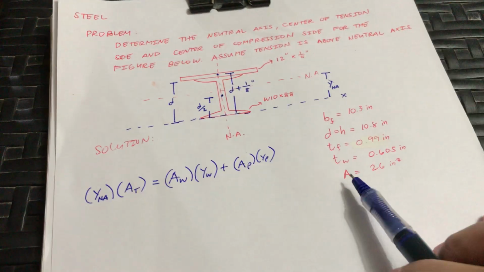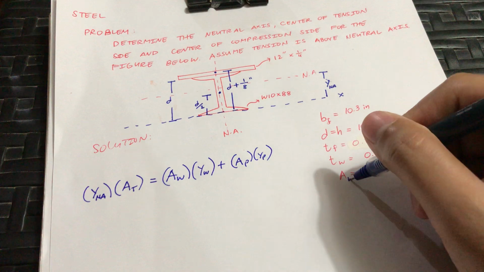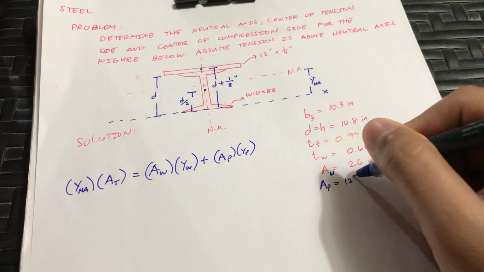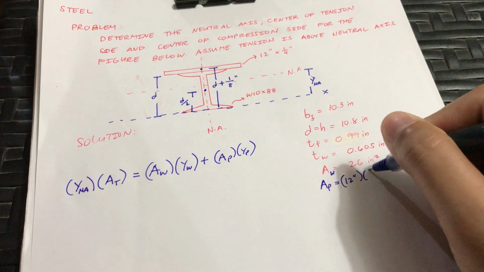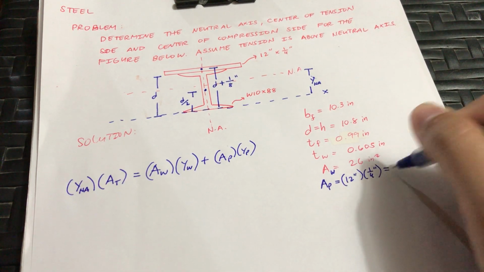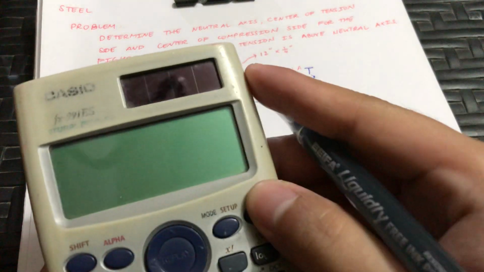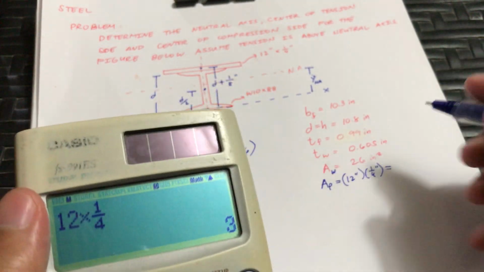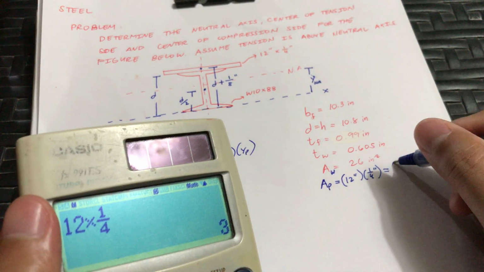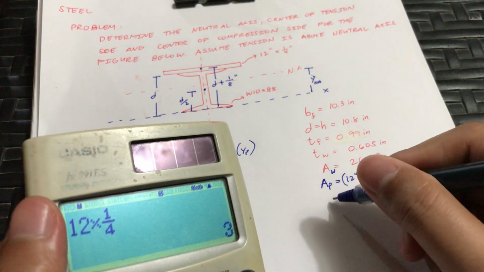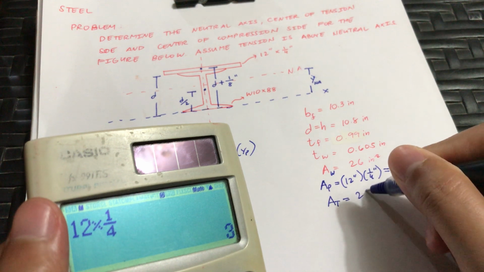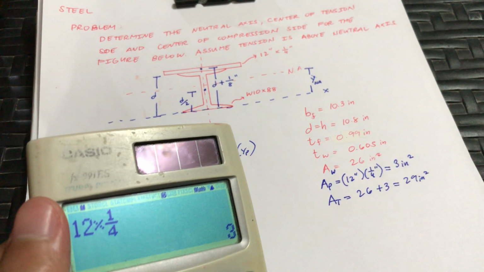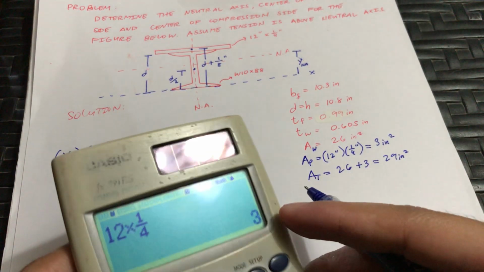We already have the area of the wide flange. The area of the plate is 12 inches times 1/4 inch. So we would get 12 times 1/4, that is 3 inches squared. So the total area is 26 plus 3, which is equal to 29 inches squared.